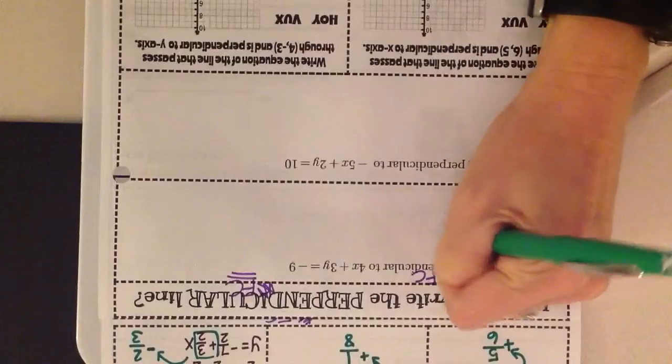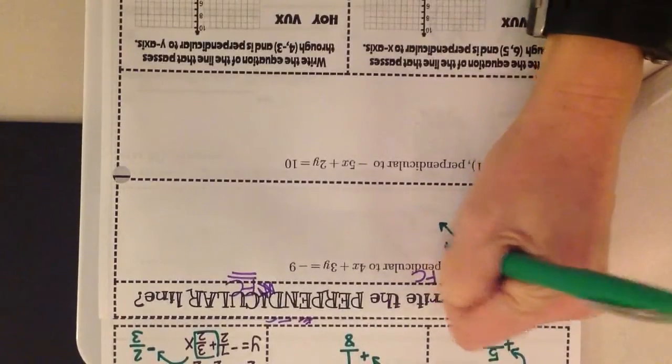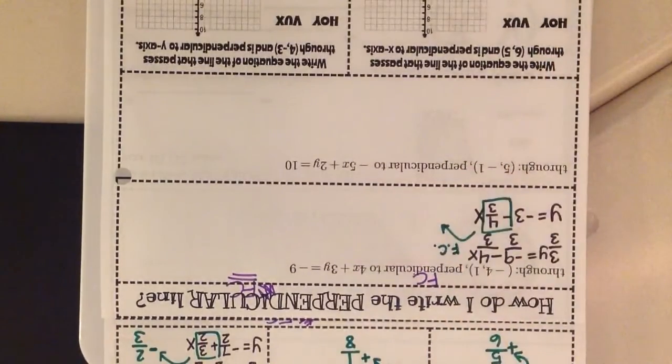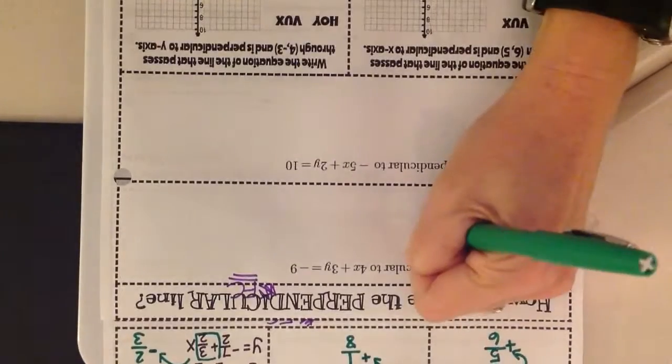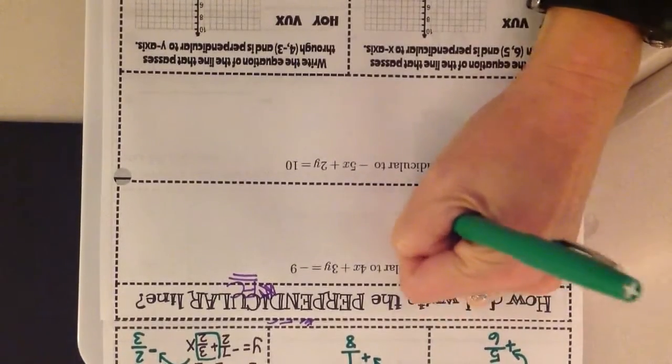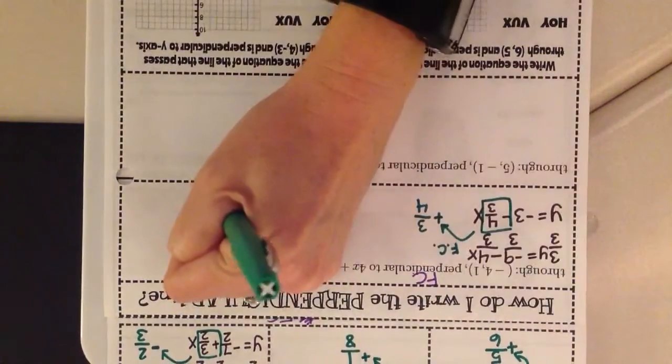So now I want my slope, because again, I've got to know, am I going to keep the same slope or do I need to flip and change it? And because it tells me perpendicular, I know I have to flip my fraction. So that's going to make it 3/4 and change my sign. So it's going to go from negative to positive. So in my final answer, my slope is going to be 3/4.